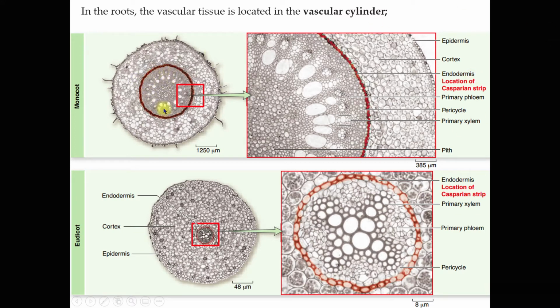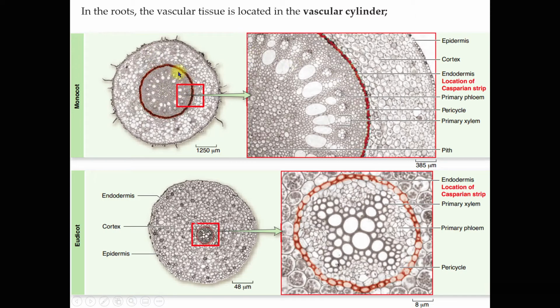Now, this is the vascular cylinder in a cross-section of a monocot, and this is the vascular cylinder in the cross-section of a eudicot, okay? Now, two indicators that tell you this is a cross-section of a root: because of the root hair here, and because of this Casparian strip, which is inside the endodermis layer. This is an endodermis, and this endodermis has the Casparian strip. You learn in detail about this Casparian strip in the second semester.